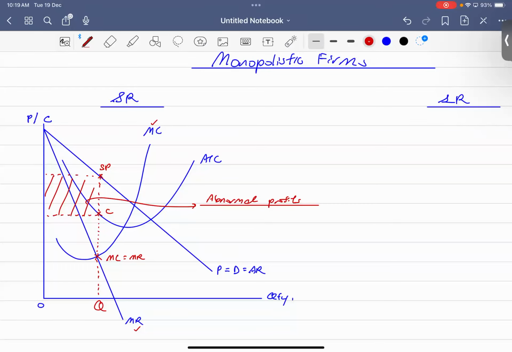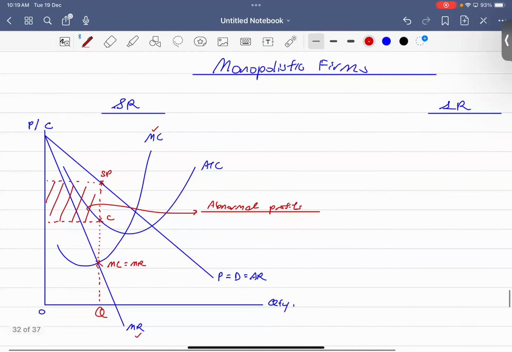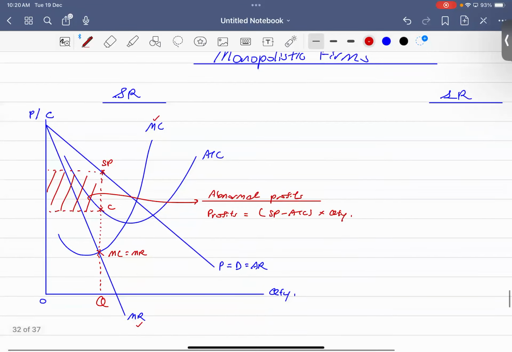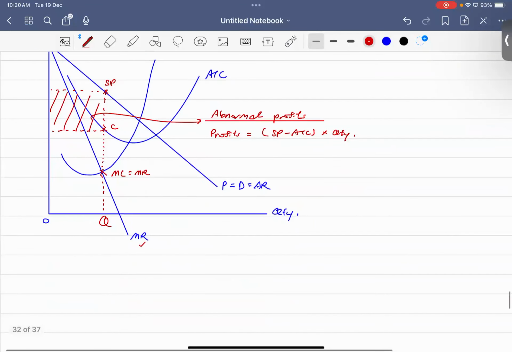It's just that the demand curve is not as inelastic as in monopoly, because for monopolistic firms we have a lot of producers over here. If you were to calculate the profits, you can use the same method: the selling price minus the average total cost, times the quantity, which in this context is the region of the rectangle. So yes, in the short run, these monopolistic firms are able to earn abnormal profits. Now before we look into the long run, let's see if they achieve economic efficiency or not.